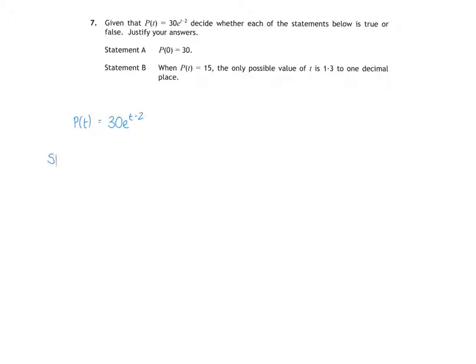So if we look at statement A, if we've got P of 0, we know that that is going to be 30 e to the 0 minus 2, so the minus 2. We can put that into our calculators and we get that is equal to 4.06. Okay, so we can make a little statement there. So statement A is false as P of 0 does not equal 30.